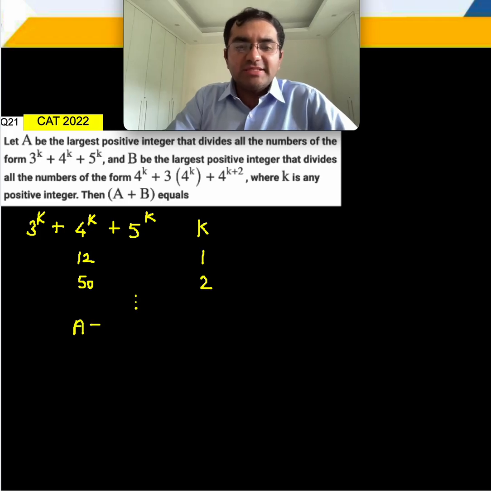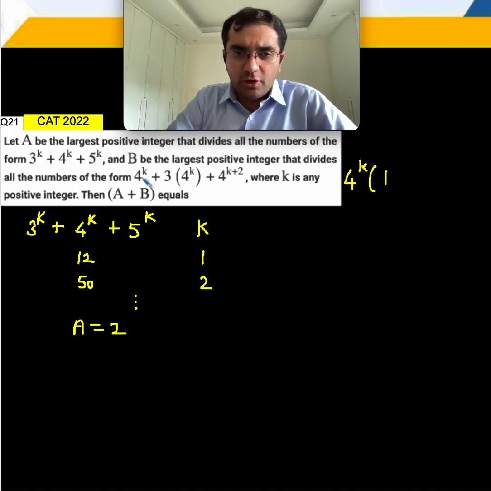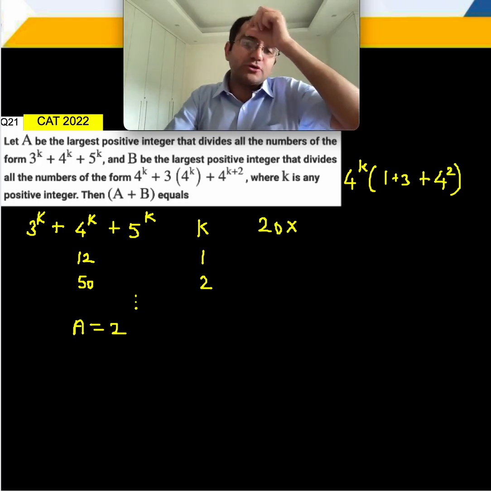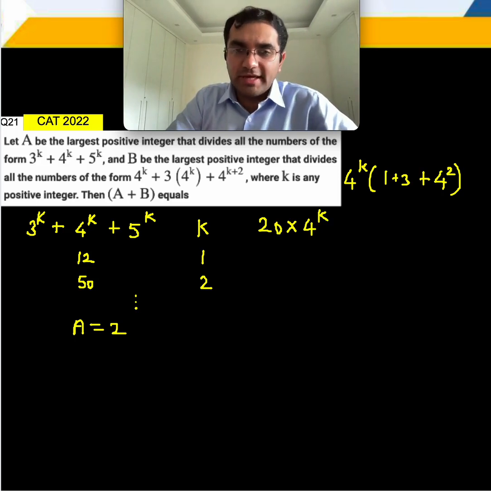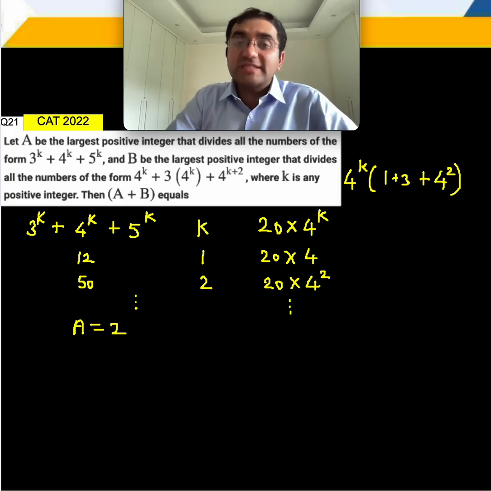So A is the HCF of all these numbers. A happens to be 2. We'll take the other expression, take 4 power पे k common. यहाँ पे 1 आ जाएगा, 3 आ जाएगा, 4 square आ जाएगा. 1 plus 3 plus 4 square, which turns out to be 20 into 4 to the power k. So you get 20 into 4 power 1, 20 into 4 power 2, and so on. तो इसका HCF turns out to be 20 into 4.